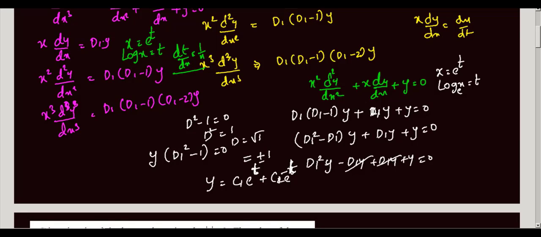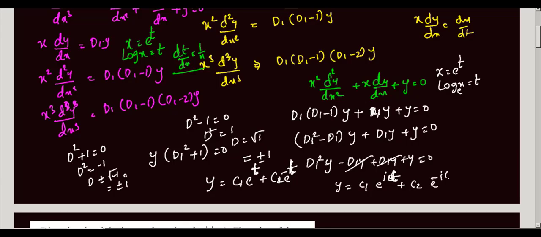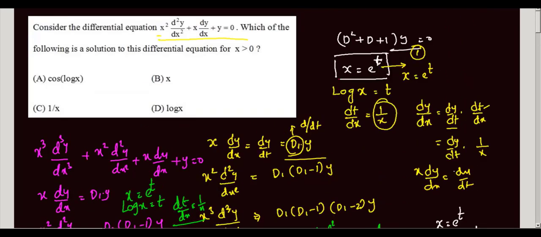d square plus 1, y into d square plus 1 equal to 0, d square equal to minus 1, d equal to root of minus 1, that equals plus or minus i. So you see c1 into e power i t plus c2 into e power minus i t. So we have come to this point. Next, what to do? But in your answer it has cos of log x.